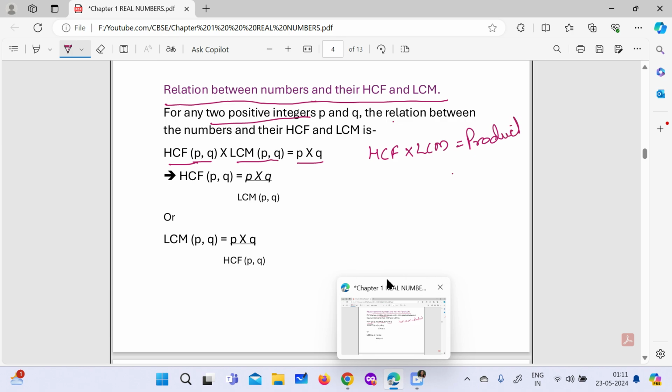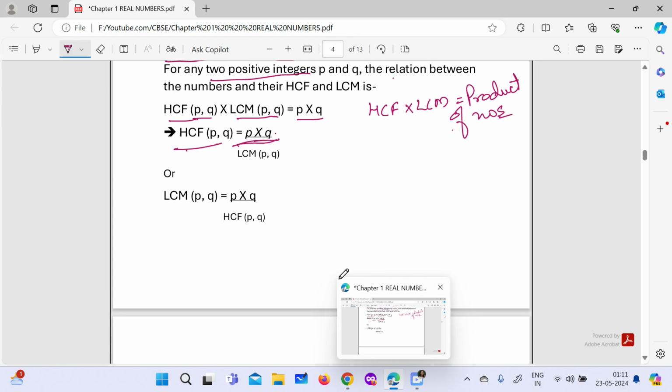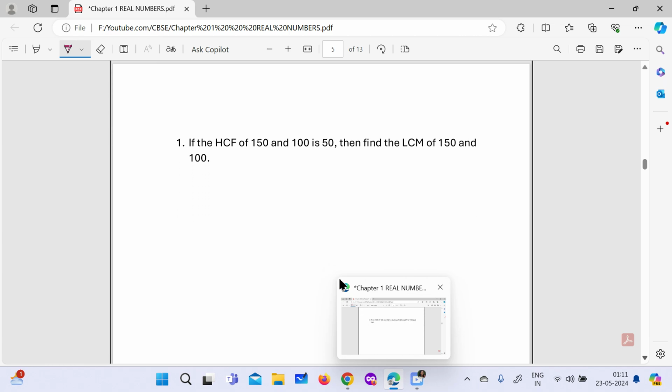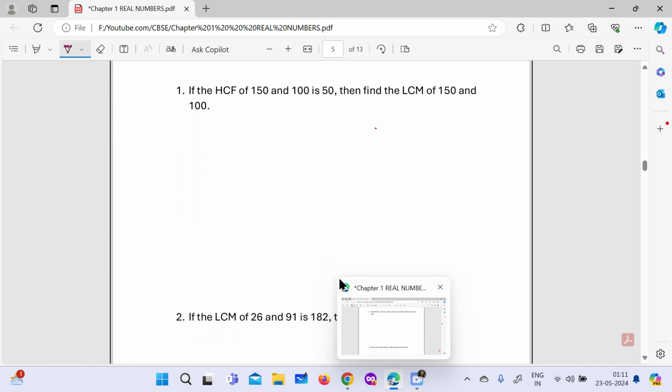So in a simple way you can remember it like this: product of the numbers. Now from this formula you can even find the HCF if you have the product of the numbers. HCF of two numbers will be the product of the numbers upon the LCM of the numbers. Or you can also find the LCM of numbers. LCM of numbers p and q is nothing but the product of the numbers upon the HCF of the numbers p and q. So we will solve questions based on this relation of HCF, LCM and the product of numbers.